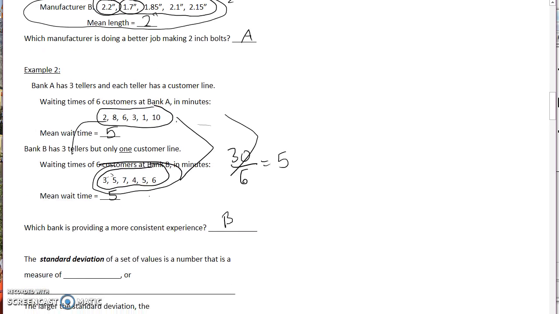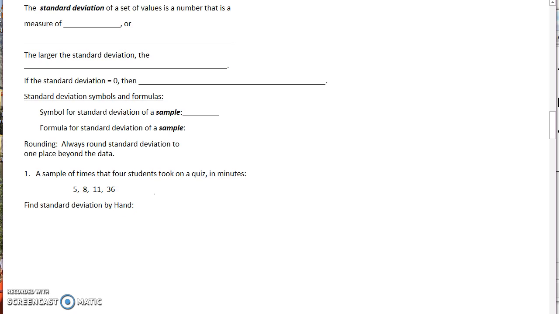All right, so let's talk a little bit more about standard deviation. So standard deviation is the measure of spread. Another way we say this is, how far, on average, the data lies from the mean. The larger the standard deviation, the more spread out the data.